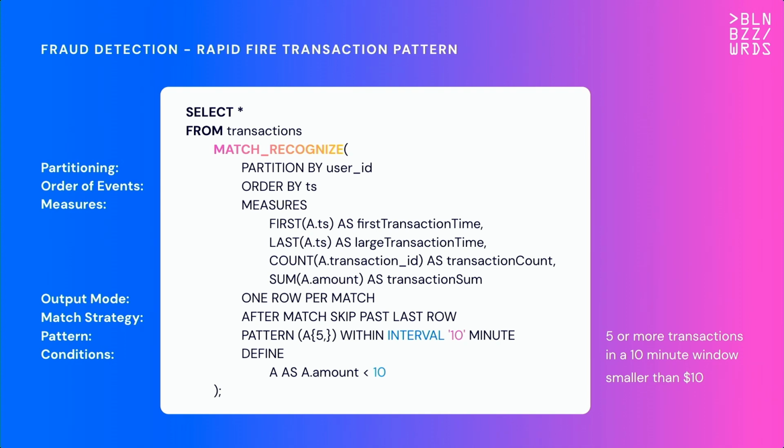Another example would be rapid fire transaction patterns. So you have 5 or more transactions in a 10-minute window, smaller than $10. Obviously, these would have to be adjusted. And it's very important also in that sense: this statement will fail if the model hallucinates, for example, a column that is not there. So in this case, if you are partitioning by user ID and there is no user ID in your topic, obviously this function will fail.